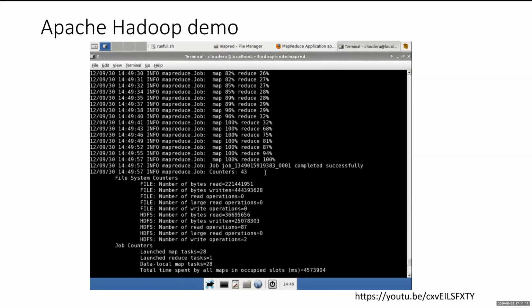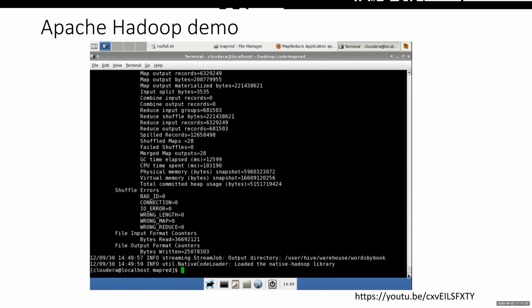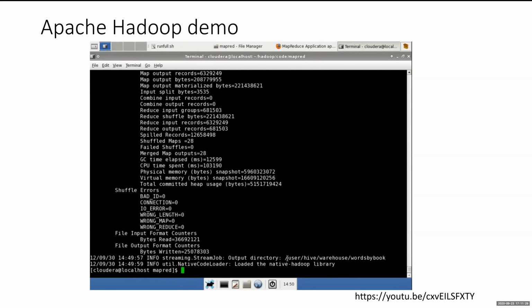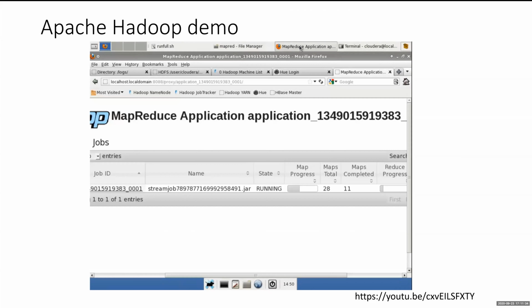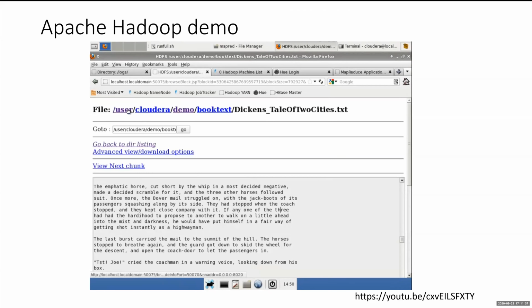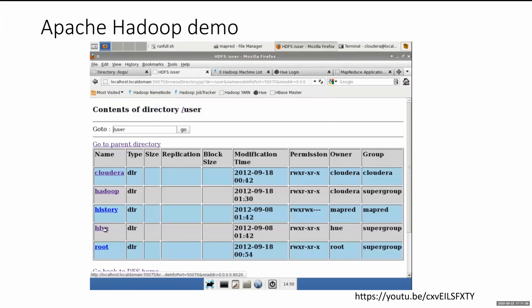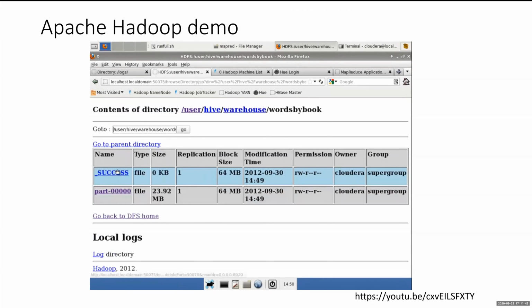Okay, so to the console, we've been logged a lot of information. So the reduce finished, it tells us it completed successfully, and then we get various statistics like how many bytes were read, how many were written, and so on. And the meat of it is, this is the output of that. So user, Hive, warehouse, words by book. If I go back to the system, I can look at where that was written, warehouse, words by book. And since the output is relatively small, it's only 24 megabytes, it didn't exceed the block size. So we really just got the one part, one file, and that's fine.